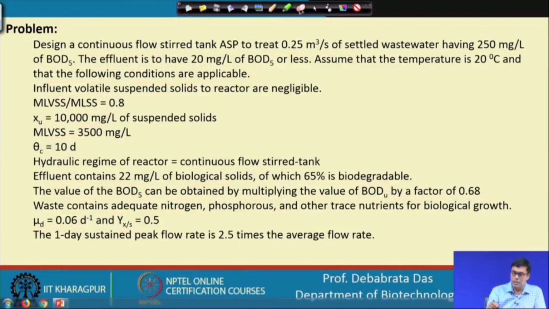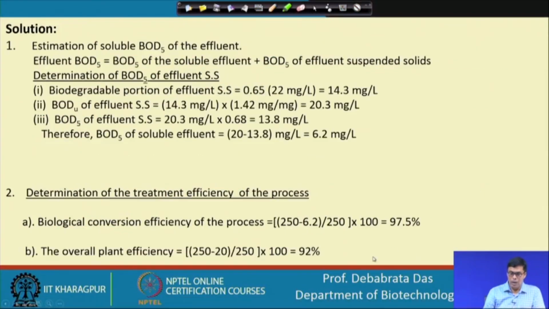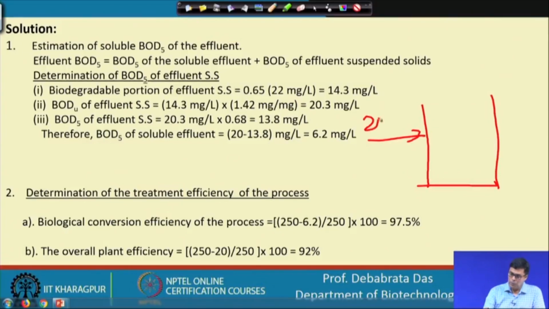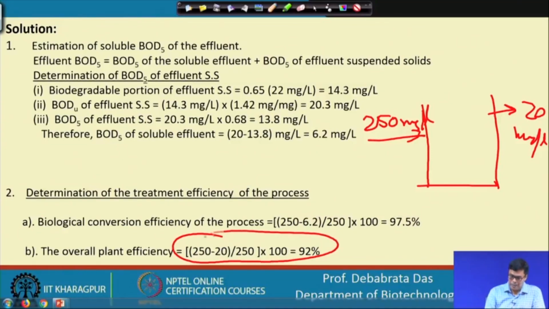These are the different conditions given, and let us see how we can solve it, because whenever we go for any kind of process design, the first thing we have to find out is the conversion efficiency of the process. In this process, this is the input, we have 250 milligram per liter of BOD5 and the output you have 20 milligram per liter of BOD5. Am I right? So it is very simple. Overall plant efficiency is 250 minus 20 by 250, so 92% is the overall plant efficiency.